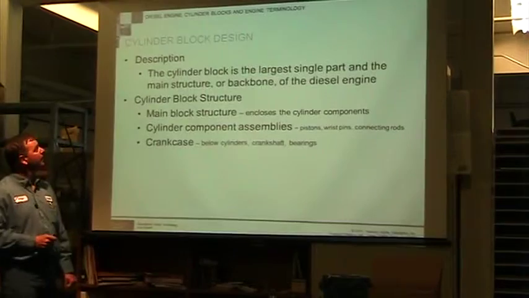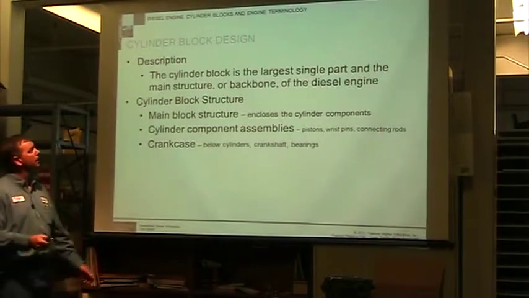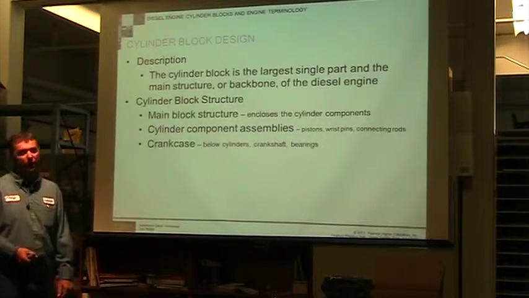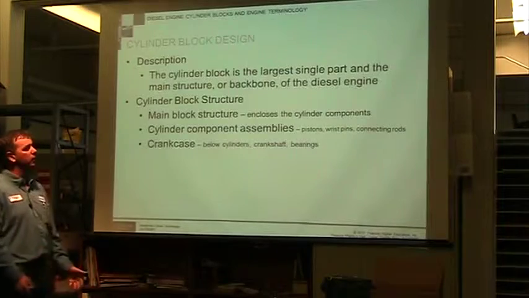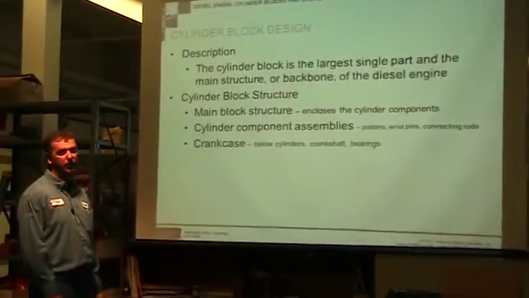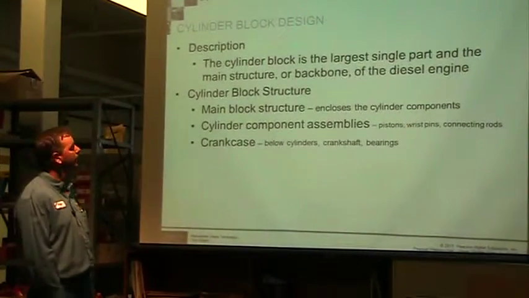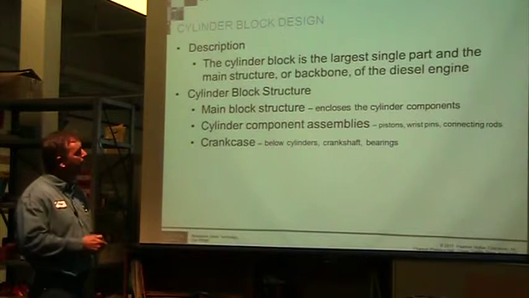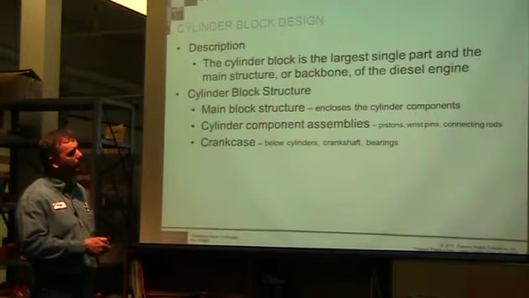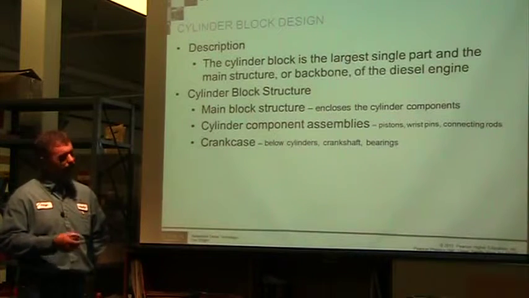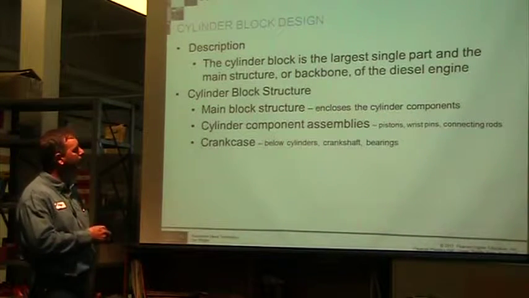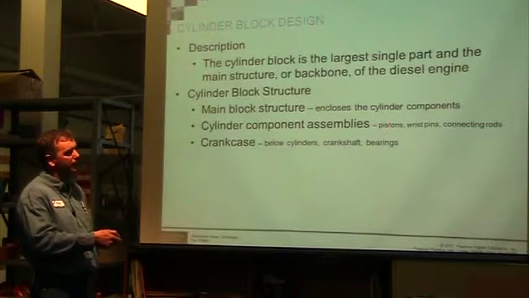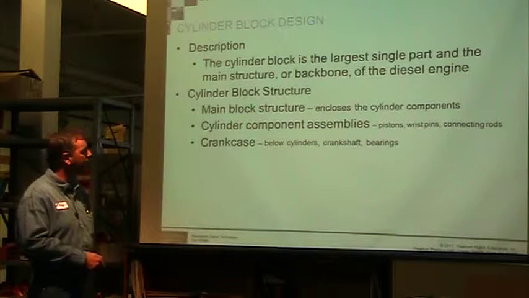So moving into that, the cylinder block is the largest single part of our engine. It's the main structure, the backbone of the engine, everything revolves around it. It's got three main parts. The structure itself contains the cylinders, pistons, all that kind of stuff. So the components, subassemblies, are pistons, wrist pins, and the connecting rods.